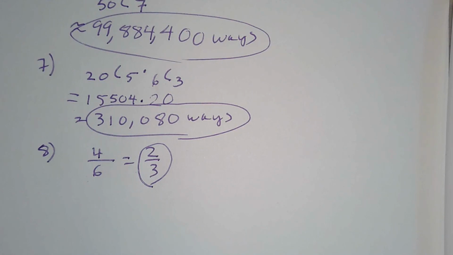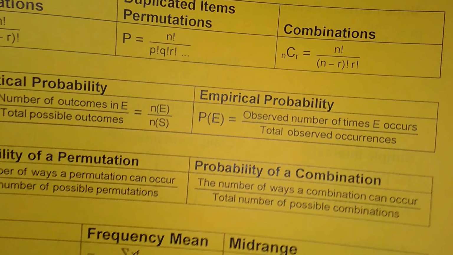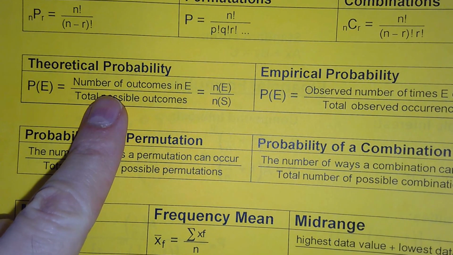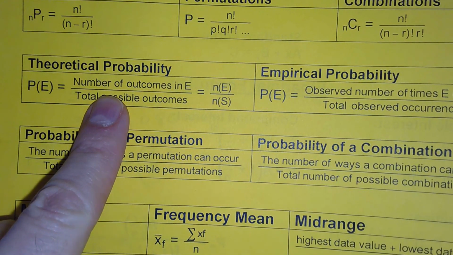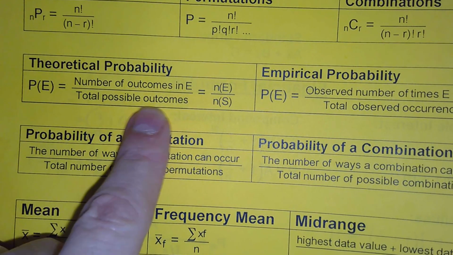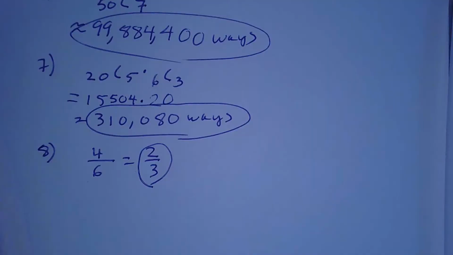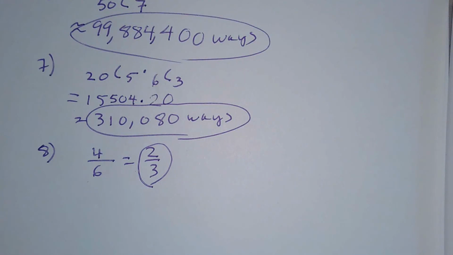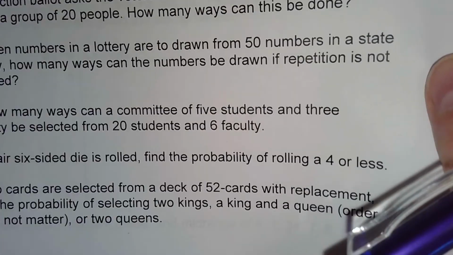Again, I'm just kind of going back to that formula. Number of outcomes in E. Well, 4 or less, there's 4 outcomes. Total possible outcomes would be 6. So 4 over 6 reduces to 2/3. Let's try number 9.